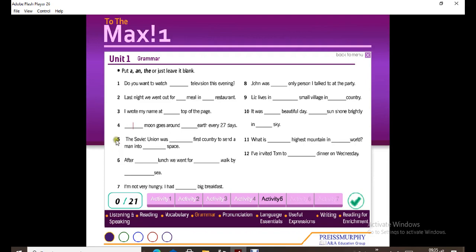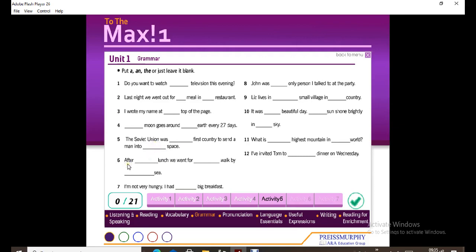Number 5. The Soviet Union, it's a name of a big country, was before first, second, third, fourth. We are going to use the first, the second, the third, ordinal numbers. So the Soviet Union was the first country to send a man into space. I'm going to leave the first blank with nothing.